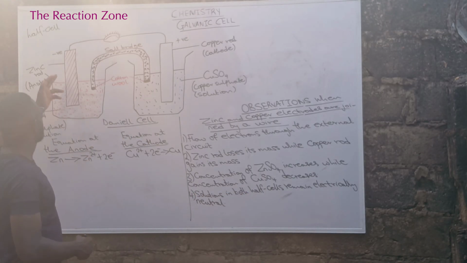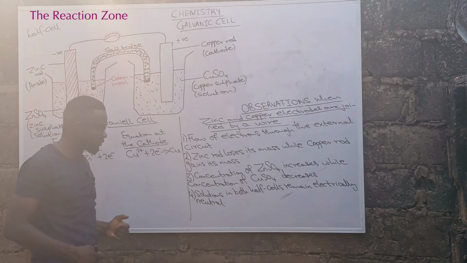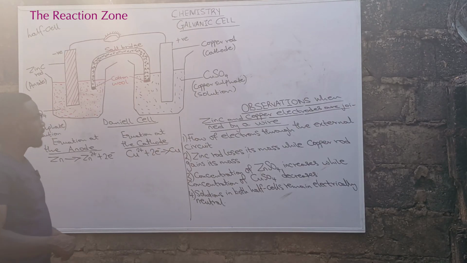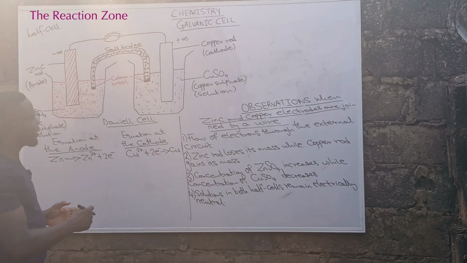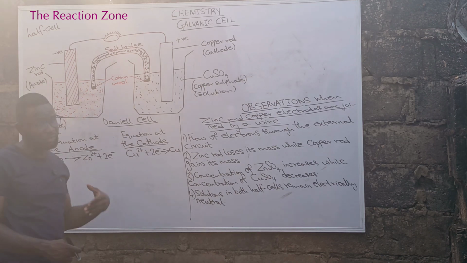So, when the zinc rod or the zinc electrode is connected to the copper electrode or the copper rod, these are the observations that are made. Now, why would electrons flow from the zinc half cell to the copper half cell?